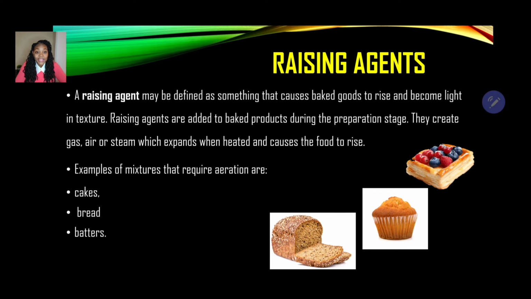Raising agents are added to baked products during the preparation stage. They create gas, air, or steam which expands when heated and causes the food to rise. Examples of mixes that require aeration, meaning they require air being added to the product, are cakes, bread, and batters, right? And as the name suggests, a raising agent is something that causes baked goods to rise, right?